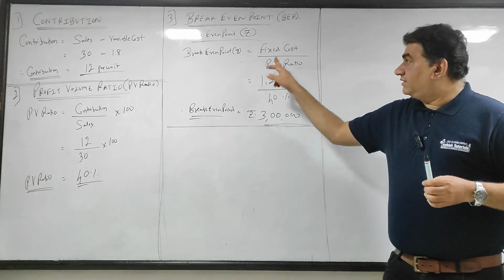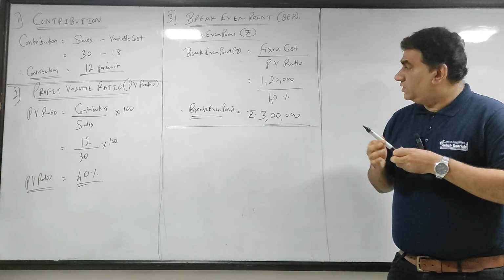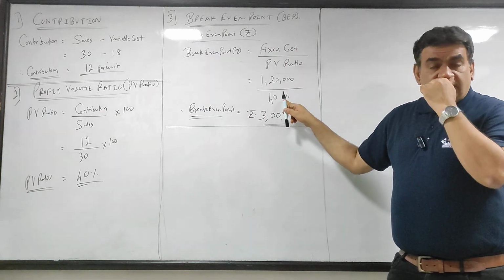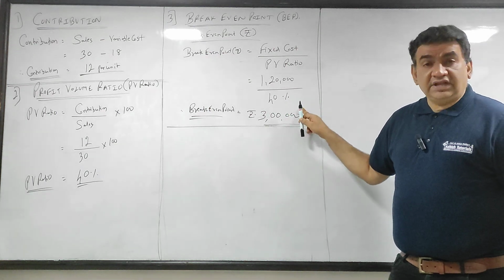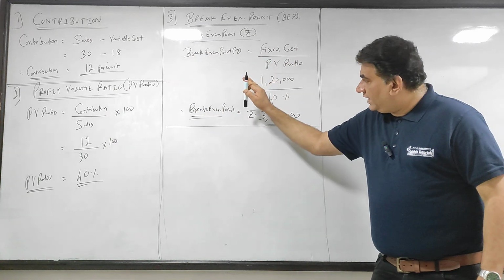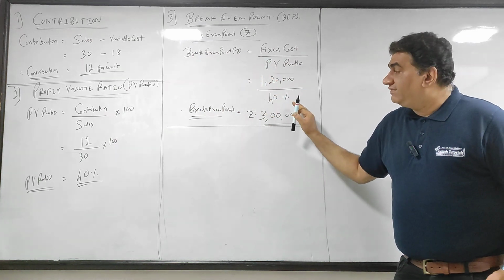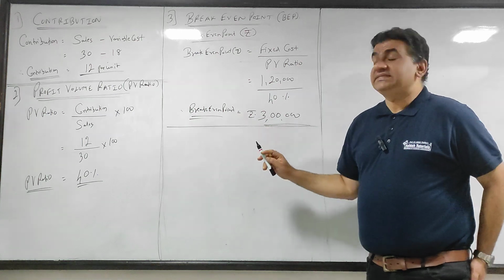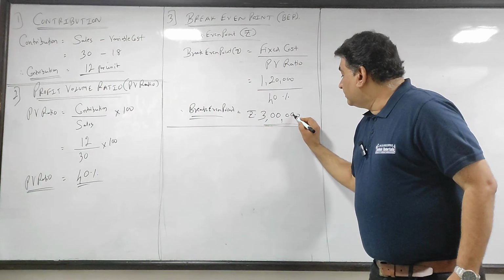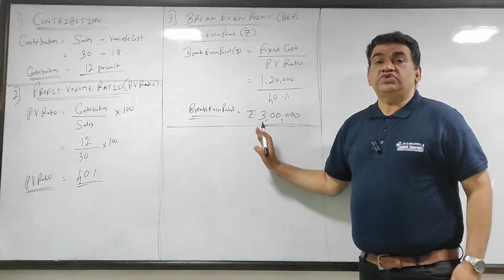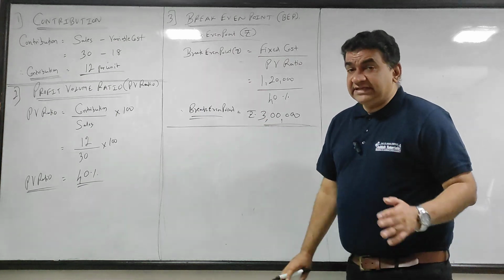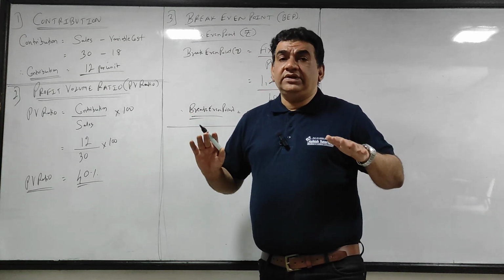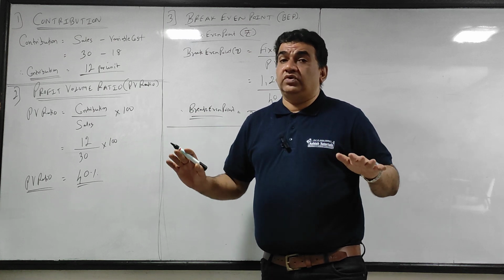So here, fixed cost upon PV ratio. My fixed cost is 1,20,000 upon my PV ratio, that is 40%. So 1,20,000 divided by 40%, my break even point is rupees 3 lakhs. That means when I sell goods worth 3 lakhs, I know there is no profit, no loss.